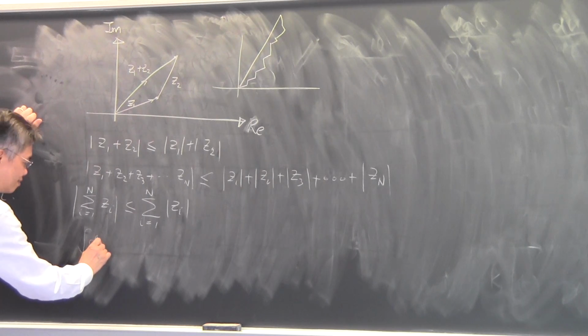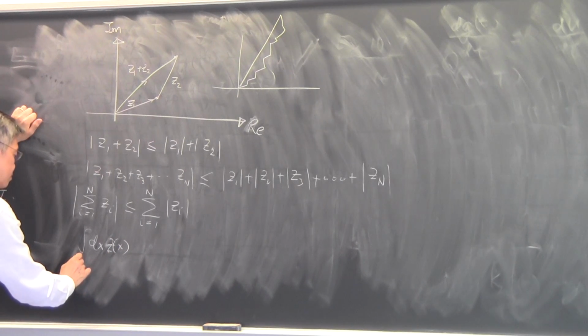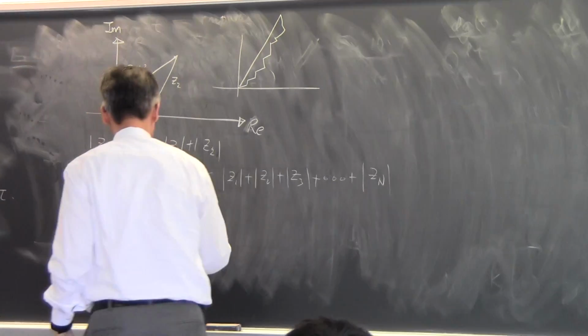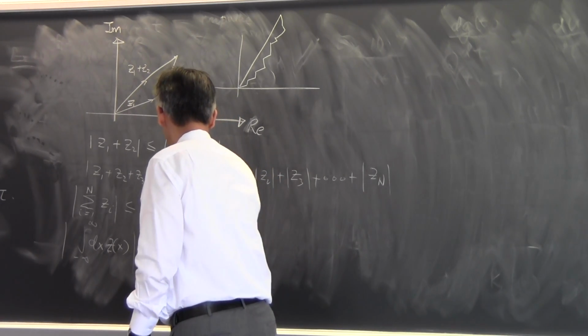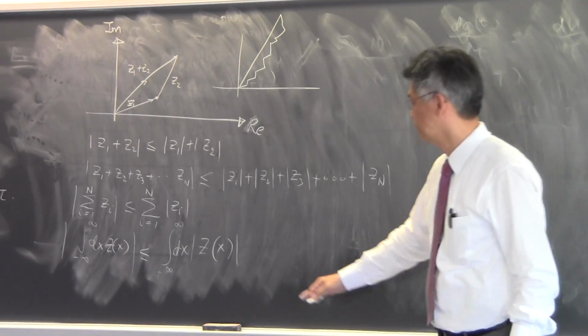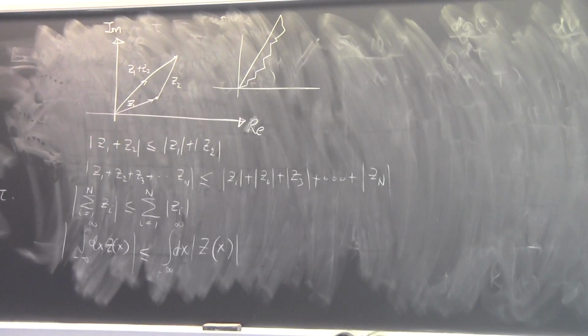This is always true, and then you can generalize this to integrals. The integral of f of x over infinitely many numbers is always less than the integral of the magnitude. This inequality is always satisfied. This is just a different way to express this inequality. So, if this is true, then this must be less than or equal to the sum of the magnitudes of its individual components.